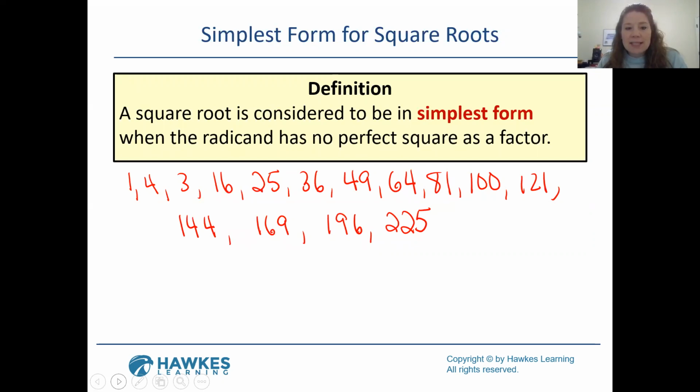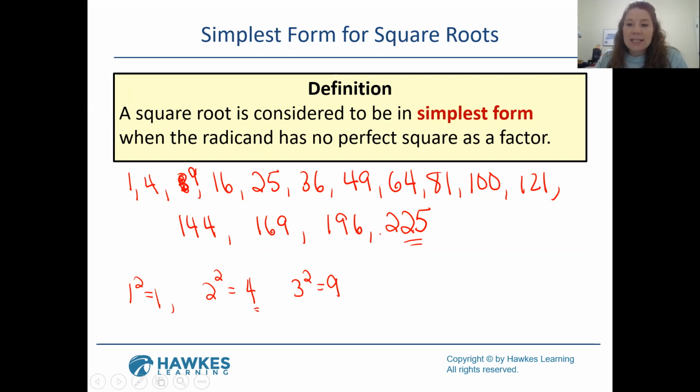I went ahead and listed the first 15 perfect squares. Why are these perfect squares? Because 1 squared is 1, 2 squared, which means 2 times 2, is 4. So 4 is the second perfect square. 3 squared is 9. Oh, that shouldn't be a 3, that should be a 9. Sorry. 3 is not a perfect square, but 9 is. 4 squared is 16, all the way to the 15th perfect square.